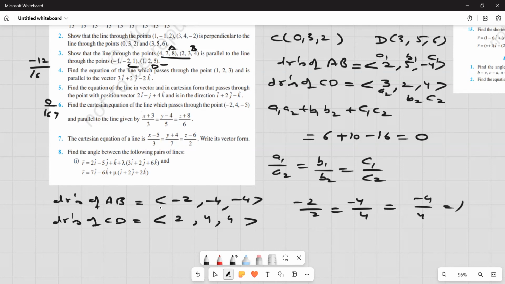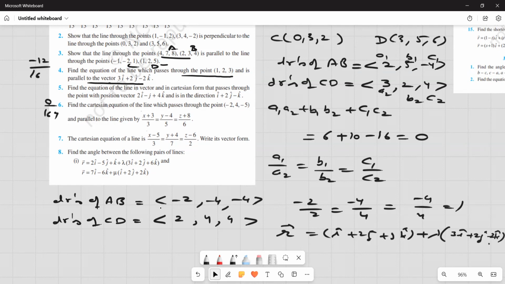Next, find the equation of the line which passes through the point and is parallel to the vector. If the line is parallel to this vector, then their direction ratios are in the same proportion. So can you take this as 3, 2 and this as lambda? So what will be the equation? R is equal to i plus 2j plus 3k plus lambda times, because parallel is always multiplied with some constant, 3i plus 2j minus 2k, right? So this is the equation.